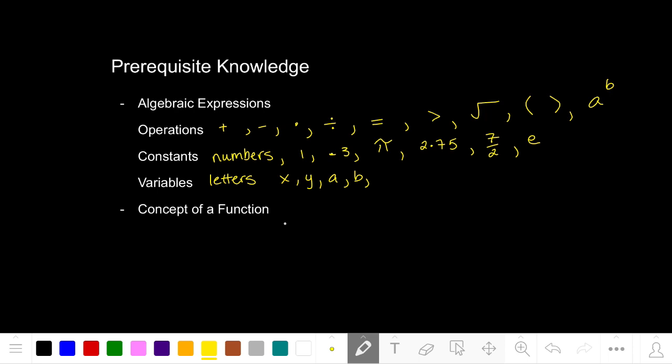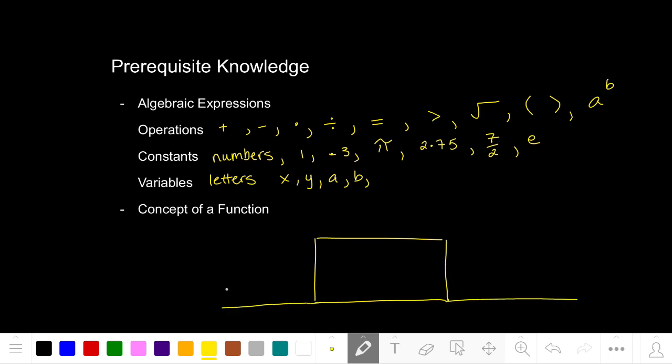The other thing we need to know about is the concept of a function. Now, a function is basically just a machine that takes an input, does something to it, and turns it into an output. The most commonly used variables for inputs and outputs are, of course, x and y. And a function gives us the rule that turns an input into an output.